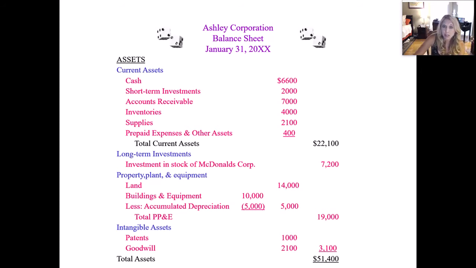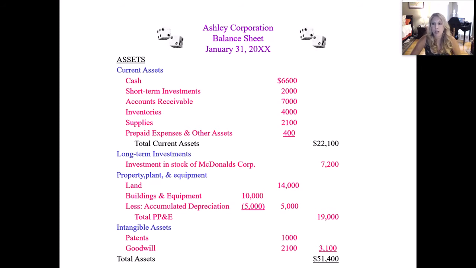What makes it a classified balance sheet is that I have subcategories. I have all those subcategories in blue there. Okay, if it were a regular balance sheet, you wouldn't have the blue subcategories. So this is just the asset section. When I get to the next slide, it'll be the liabilities and equity section. So first we're going to list our assets.